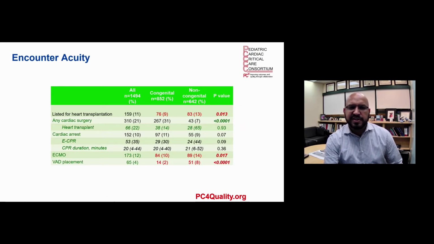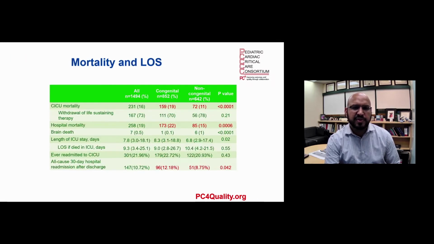But what is interesting is that congenital heart disease patients were often less likely to be listed for heart transplant or to be given advanced heart failure therapies such as ECMO or ventricular assist devices. And congenital heart disease patients were at higher risk for ICU mortality and hospital mortality overall. And in addition, they also had a higher rate of 30-day rehospitalization after discharge.